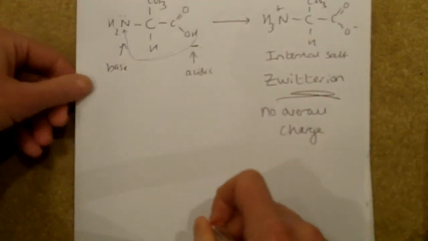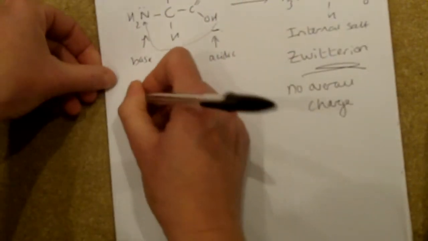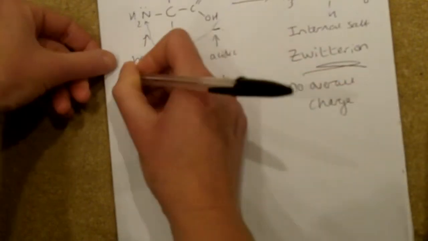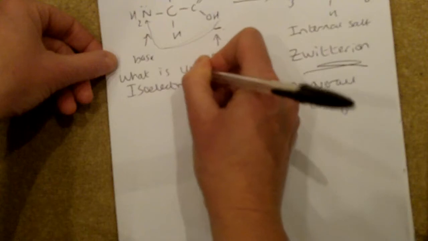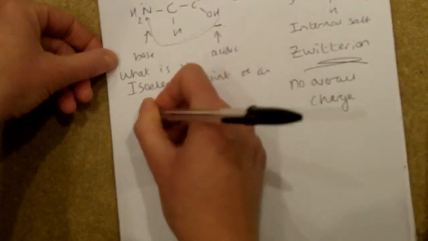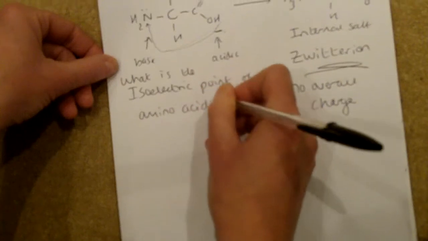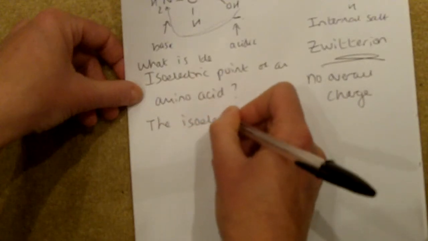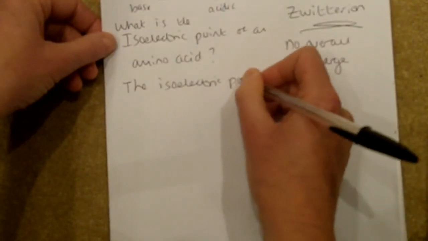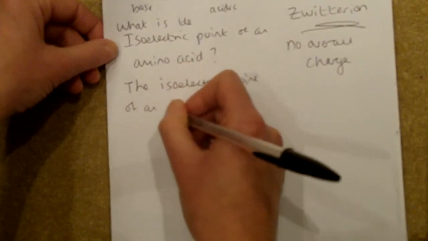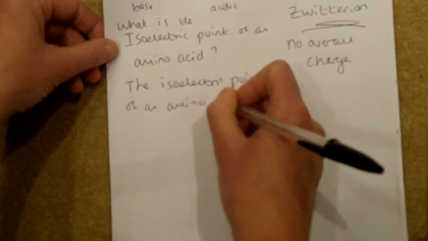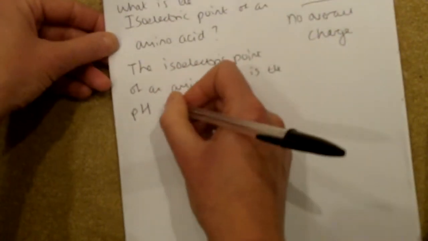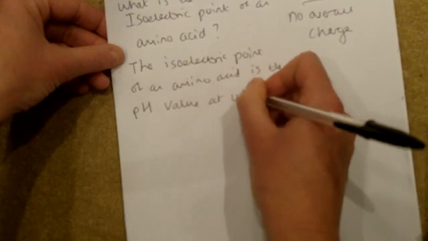Now there's something called an isoelectric point. If the question says what is the isoelectric point of an amino acid, then this is the definition: the isoelectric point of an amino acid is the pH value at which the amino acid exists.